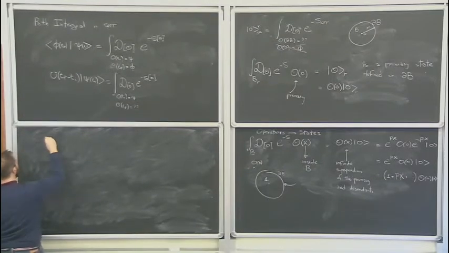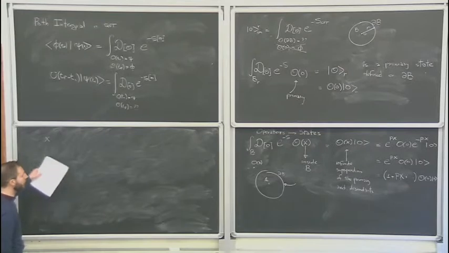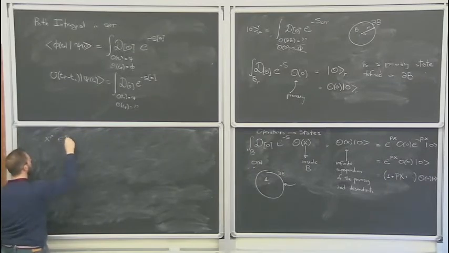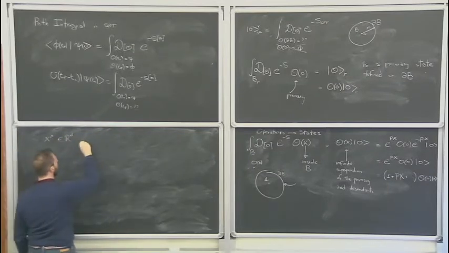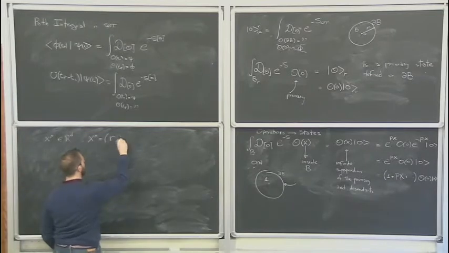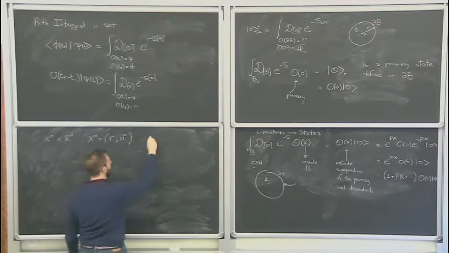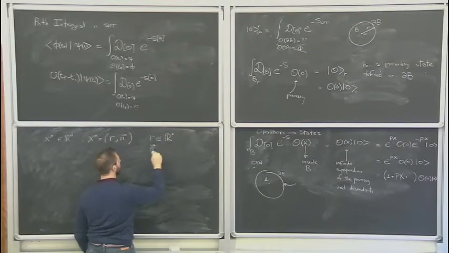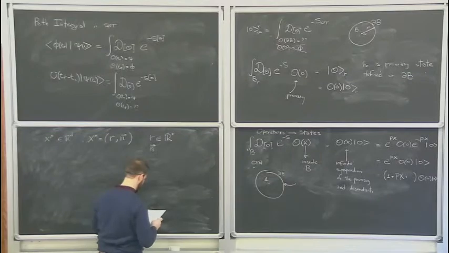So in radial quantization, as I said, we are foliating in terms of spheres. So a given point inside R^d can be parameterized with the radius r, which is positive, and then some vector n on the sphere. r is in R plus, and n is a vector in S^(d-1).